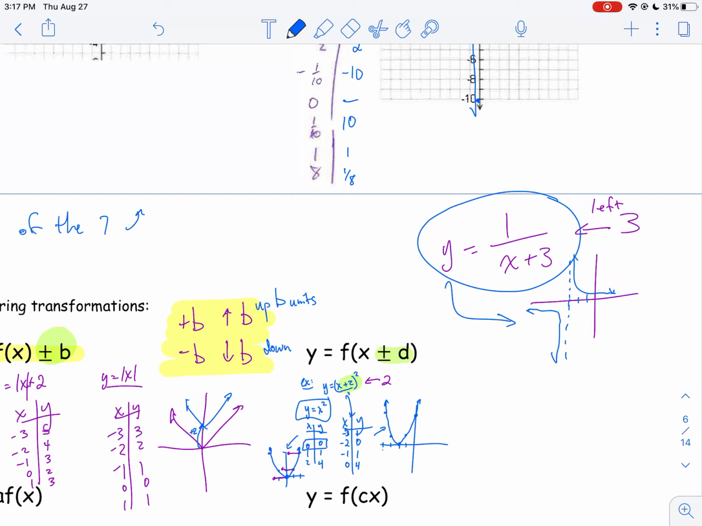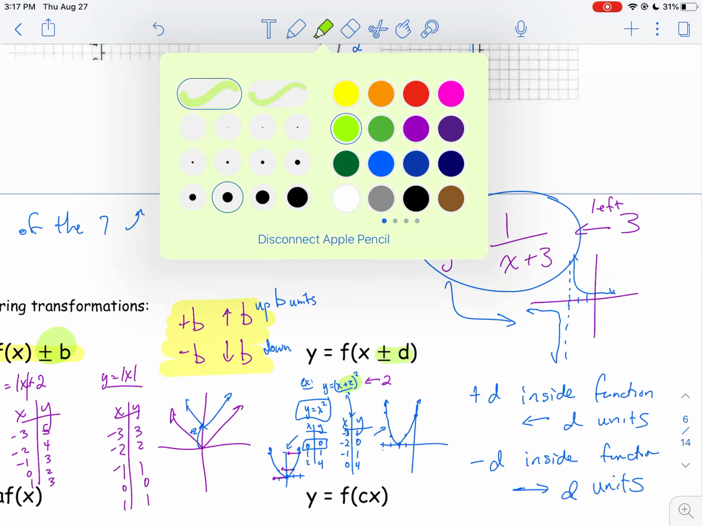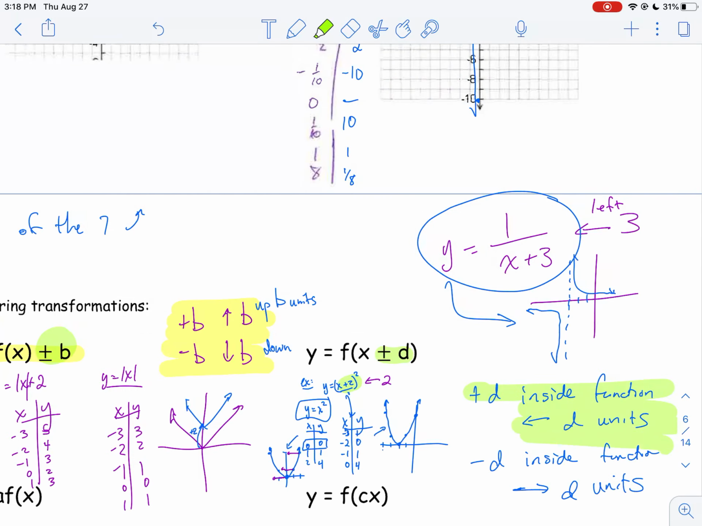Alright, so the key takeaway here is plus d inside the function. What's it going to do? It's going to move left d units. What do you think it's going to do if it's minus d inside the function? It's going to move right d units.